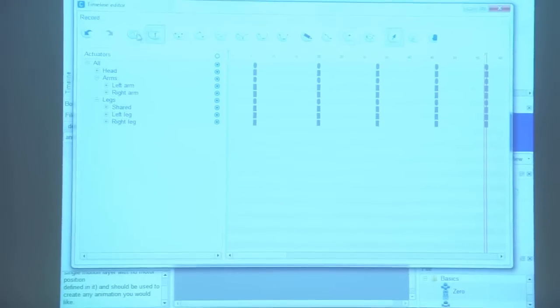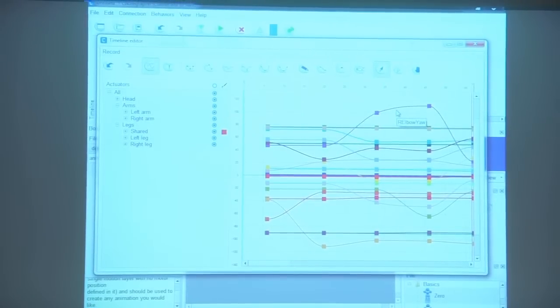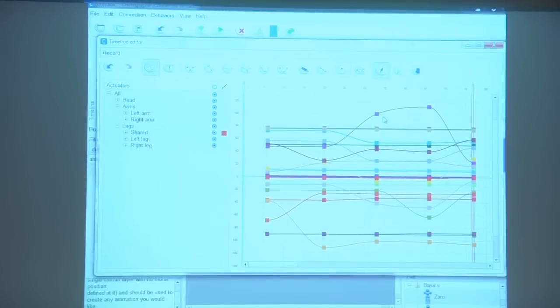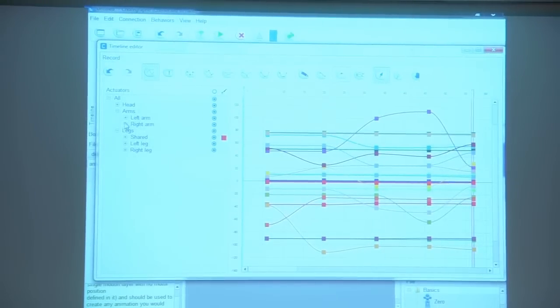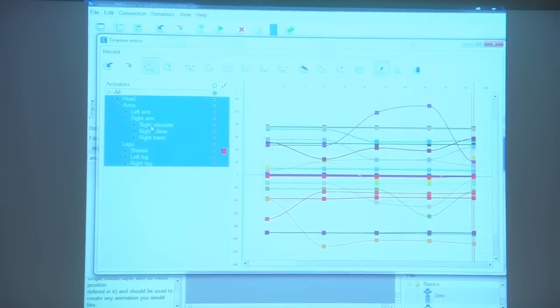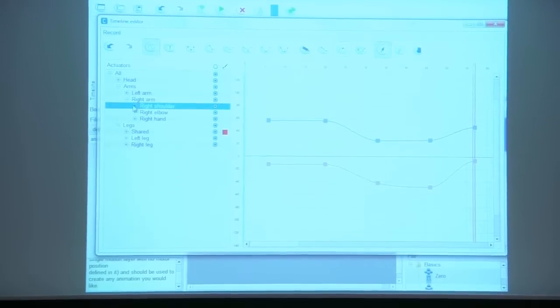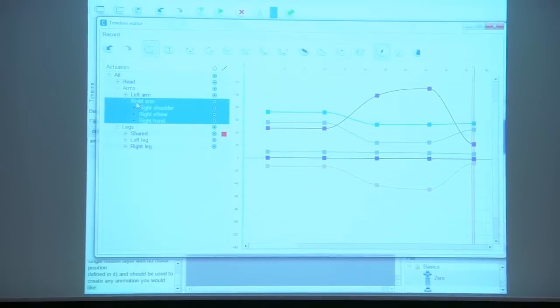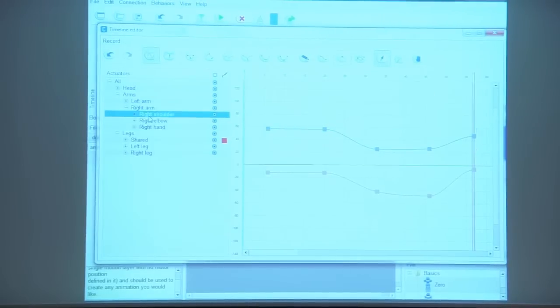And then you can have a view of all the positions of the motors over the period of recording. This one is a little bit confusing because we have all the motors in here, so we can focus on one arm, let's say the right arm. So this is the position of all the joints of the arm. This is just the shoulder.